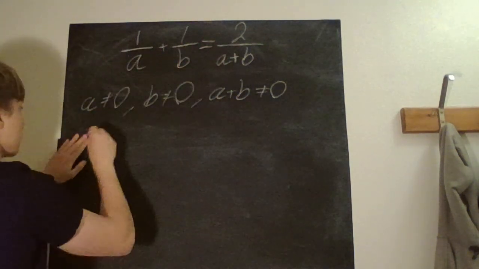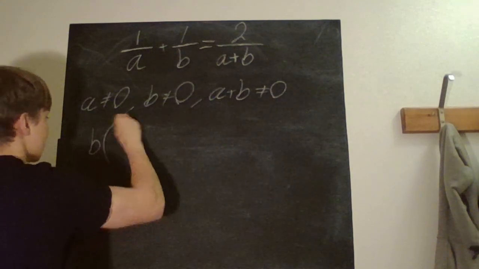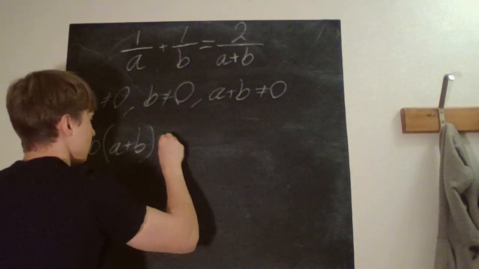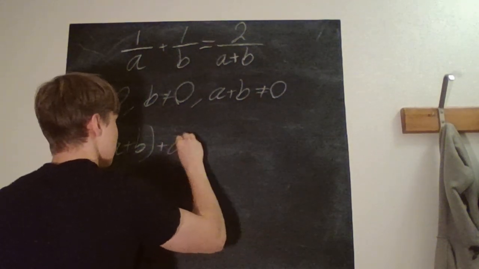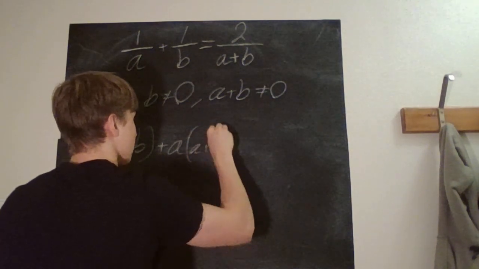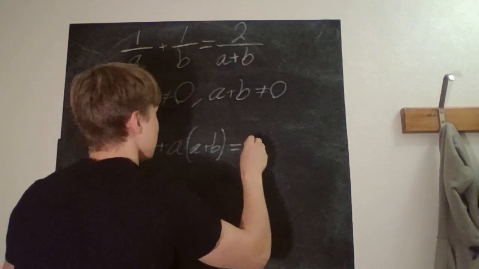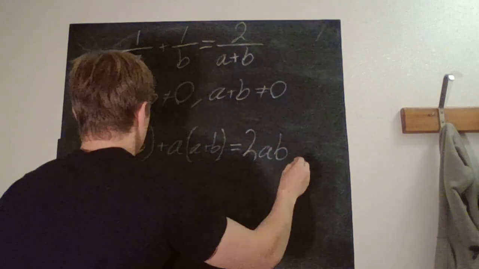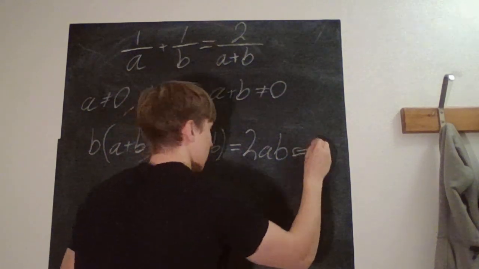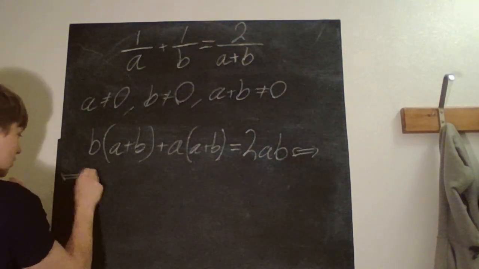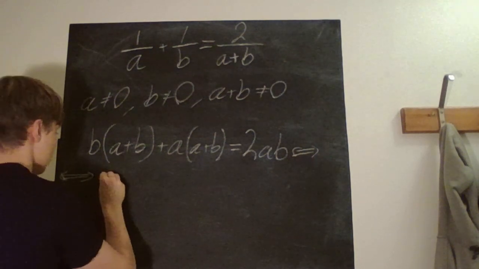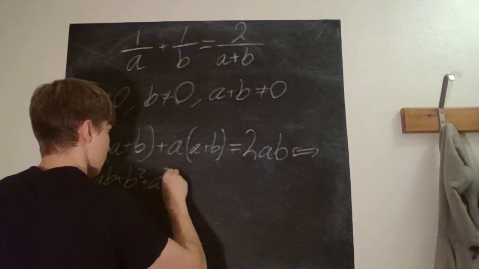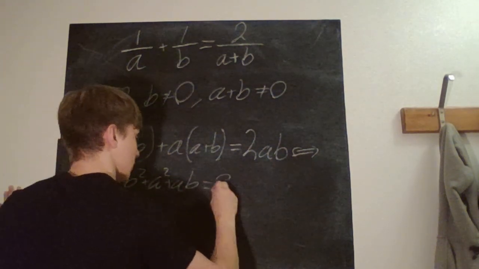Then for the first one, the a's cancel out, so we get b times (a plus b), and for the second one, the b's cancel out, so we get a times (a plus b), and for the right hand side we just get 2ab. So just expanding these parentheses, we get ab plus b squared plus a squared plus ab is equal to 2ab.